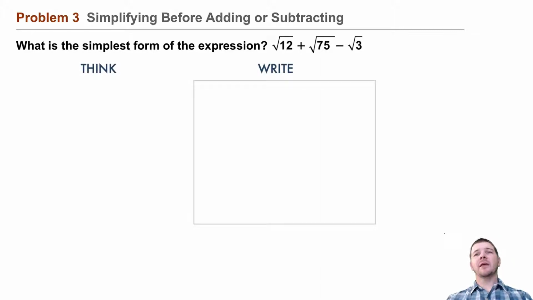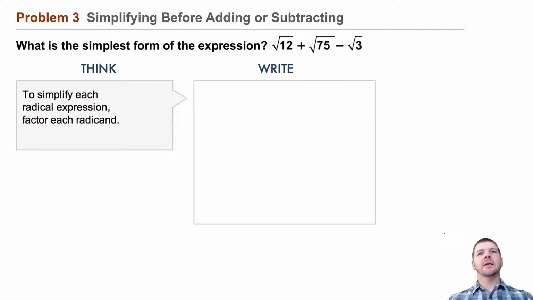Well, consider what you might think on the left and what you may write on the right as you work through this problem. First think, to simplify each radical expression, factor each radicand. And so write our expression one more time, the square root of 12 plus the square root of 75 minus the square root of 3.